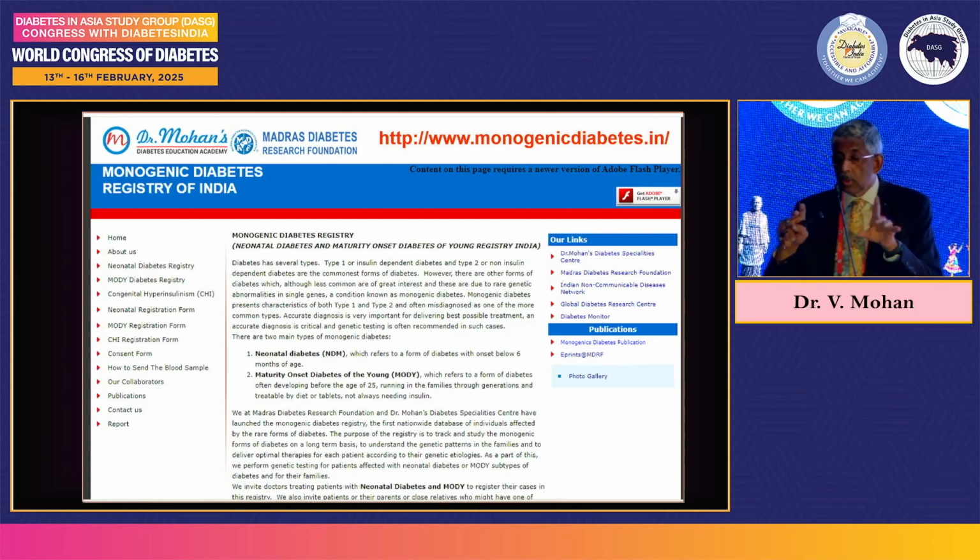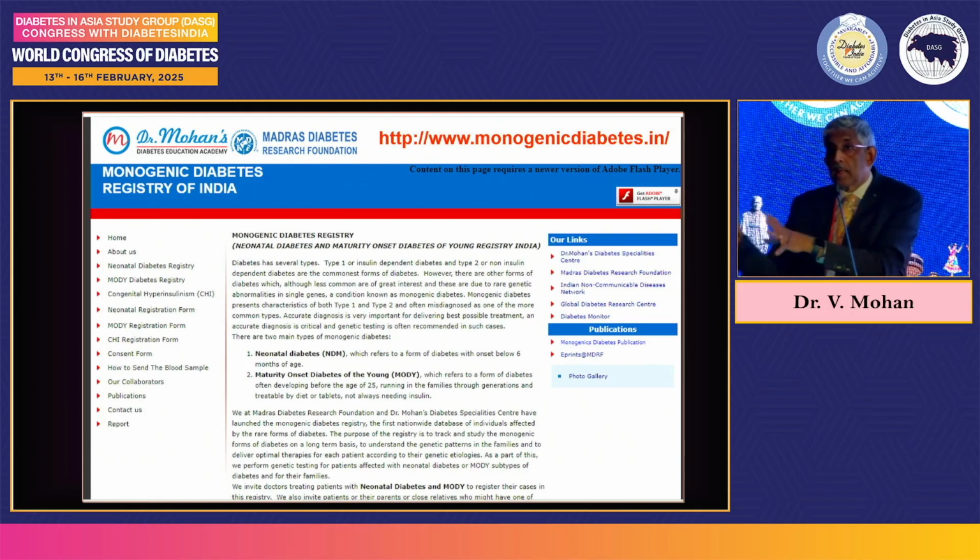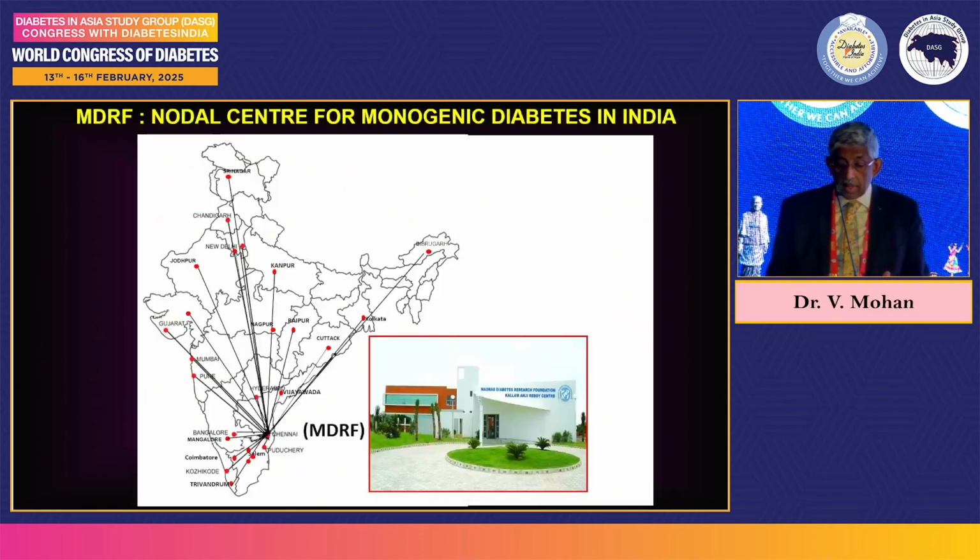And if you just Google or you go to internet and you just type www.monogenicdiabetes.in, IN is for India, you will get how to send the blood sample, how to take the consent form. Just send us a blood sample. It will even give you the phone numbers, how to ring and our email IDs and so on.